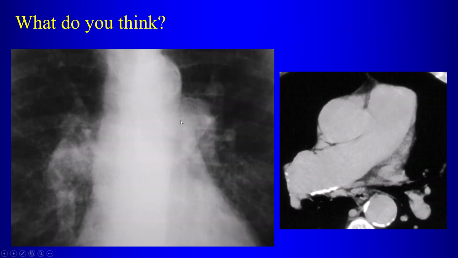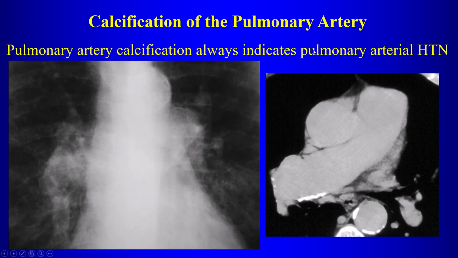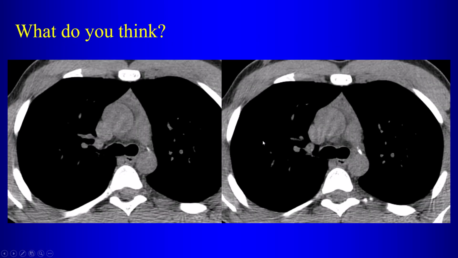On this close-up, we see enlargement of the central pulmonary arteries. There's curvilinear calcification here of the left pulmonary artery. Here we can see on the CT calcification of the right pulmonary artery. And there is no differential for pulmonary artery calcification, so almost always this is associated with long-standing pulmonary hypertension. So calcification of the pulmonary artery usually indicates long-standing pulmonary arterial hypertension if we see it.